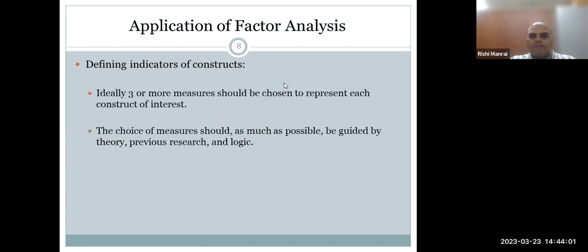So, the applications of factor analysis: defining the indicators of the construct. Ideally, three or more measures should be chosen to represent each construct of interest. The choice of measures should be guided as much as possible by theory, previous research, and logic. When you are framing the questionnaire of your study, generally we try to keep three or more items on a particular measure, for measuring a particular variable. So why do we keep three or more than three variables? Can anybody explain that?